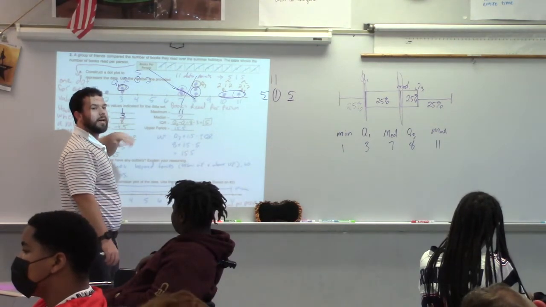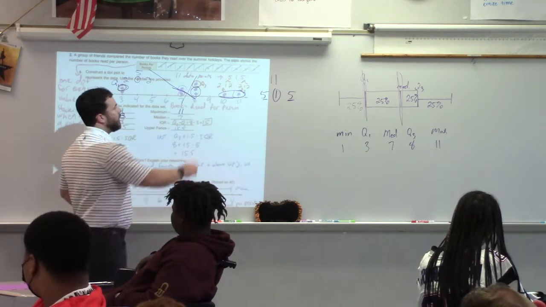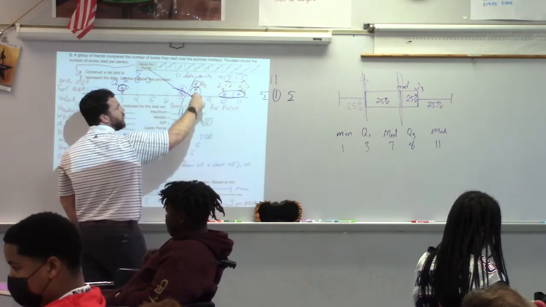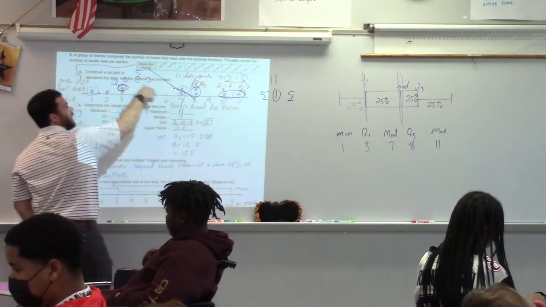And that just comes from counting it. So remember how it's 11, so I need 5 and 5 on either side. So I let these 5 go together, and I let these 5 go together.